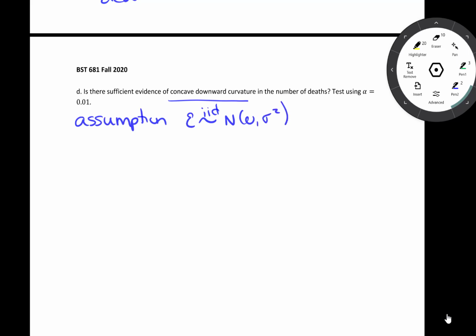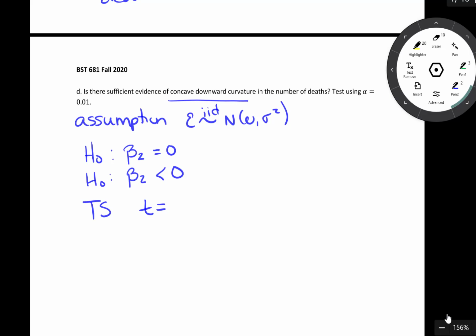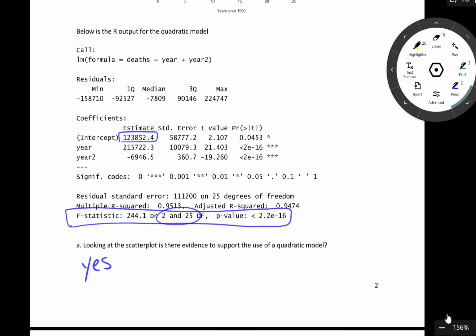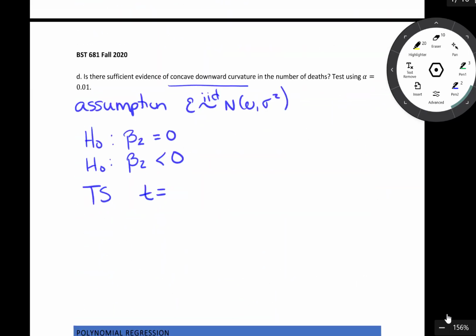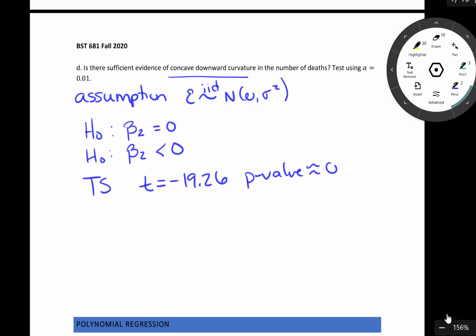Now here, since we are testing the curvature, that is going to be the beta 2. And here's our hypothesis test. Next thing we need to do is go and look at our output. Notice since this is a test just for beta 2, we can use this portion of the output. So our test statistic in this case is negative 19.26, and our p-value is very small. So in this case, we are able to reject the null, and we can say the following.